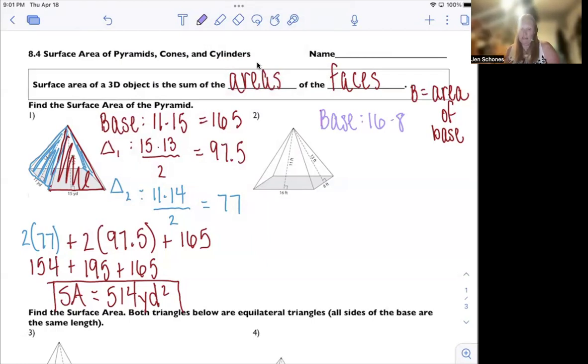Okay, so I got 16 times 8, right? And when I type that in, I get 128. Okay, so I'm having to squish it here. Okay, so there's my base. Now I see this triangle right here. And I'm going to call that triangle 1. And I get 16 times 11. I'm going to cut it in half. So I'm going to cut the 16 in half, and I'm going to get 8. And 8 times 11 is 88.